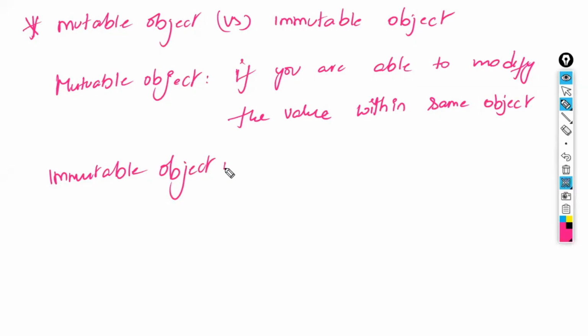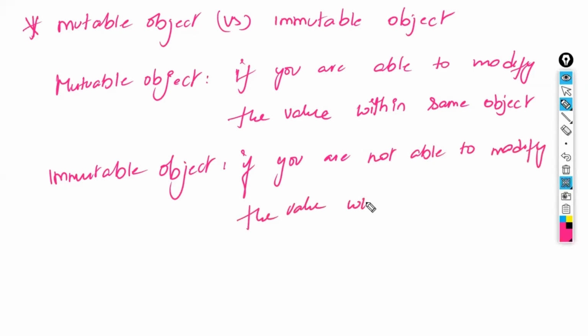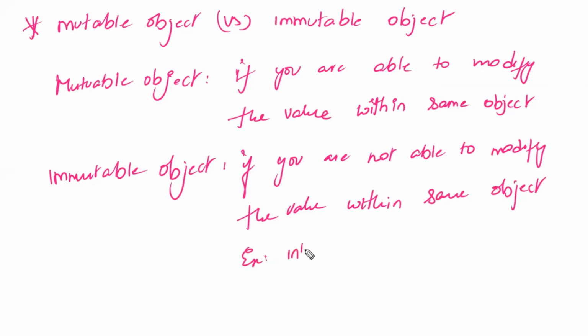Whatever we are seeing as of now are immutable objects. The int, float, all these are immutable objects. Mutable objects I will discuss in the further class. If you are not able to modify the value within the same object, then it is called an immutable object. Example, as of now, int. You have seen only int, so you can write only int. Int is an immutable object.